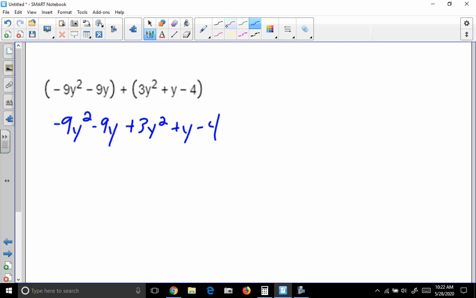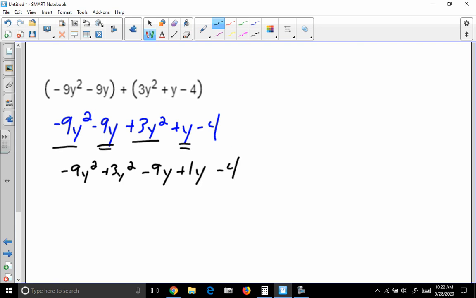So now let's rearrange, get like terms beside each other. So we have the y squared terms, so minus 9y squared and 3y squared. We have terms that have y to the first, so we have a minus 9y. And if it helps you, remember that the understood coefficient of y is a 1, so we have plus 1y. And then we have a minus 4.